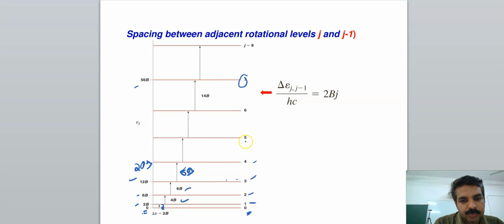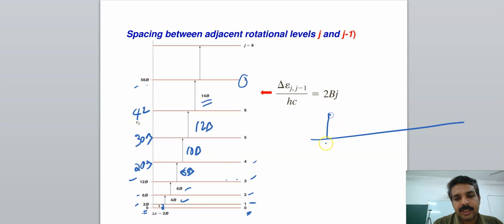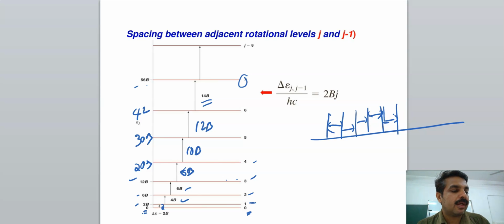And here it is 4 to 5. It is 30B, so 30 minus 20 is 10B. Next it is actually 42, therefore 42 minus 30 is equal to 12B. Next is 56, 56 minus 42 is equal to 14B. That is, lines are like this at 2B, 4B, 6B, 8B, 10B, 12B. That is, lines are equally spaced. In rotational spectra, the lines are equally spaced. Okay, clear?